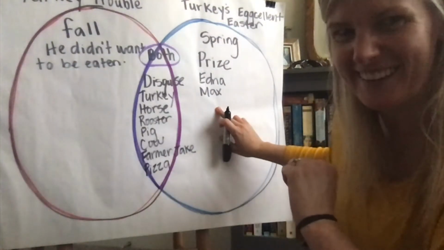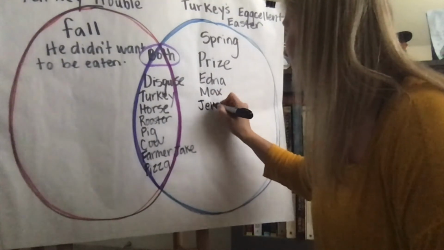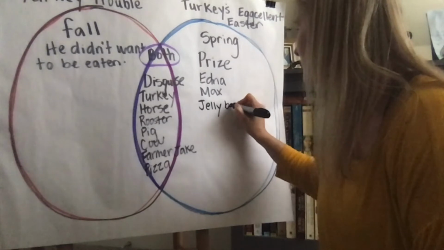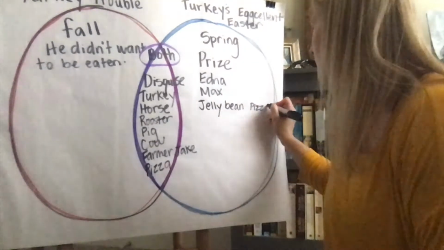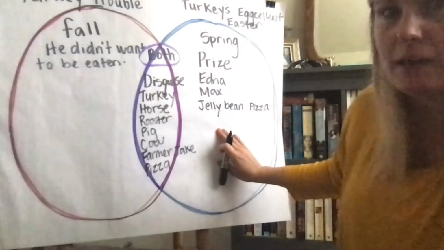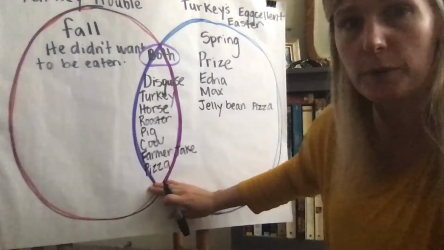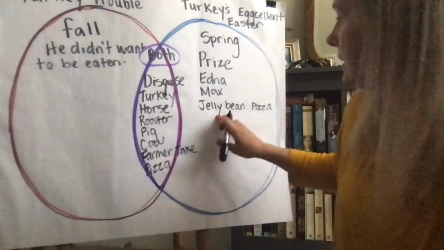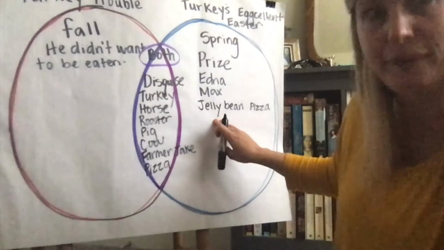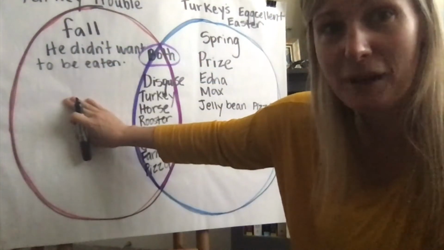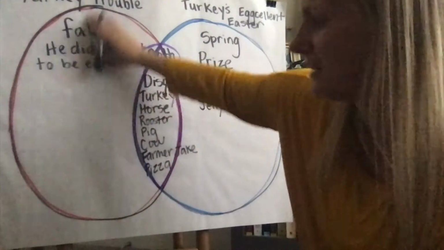What was different about the pizza, though, in Turkey's Excellent Easter? What did it have on it? Yes, it had jelly beans. Now, why did I write that in my blue circle for Turkey's Excellent Easter and I didn't put it in the purple heart? That's right, because only in Turkey's Excellent Easter did they have a jelly bean topping pizza. Did they have a jelly bean topping pizza in Turkey Trouble? No, they didn't. You're right. So I did not put it over there.